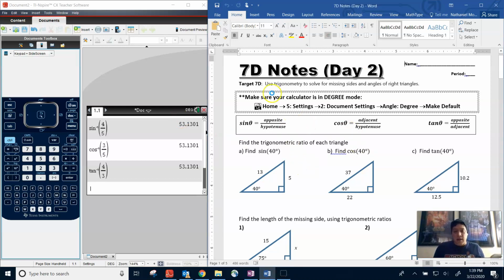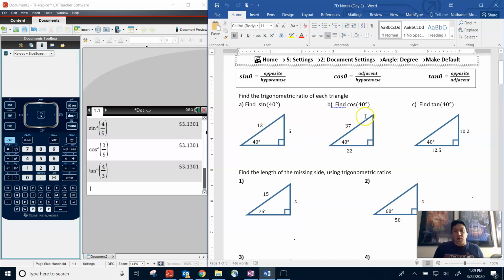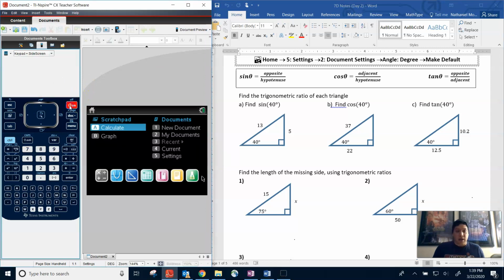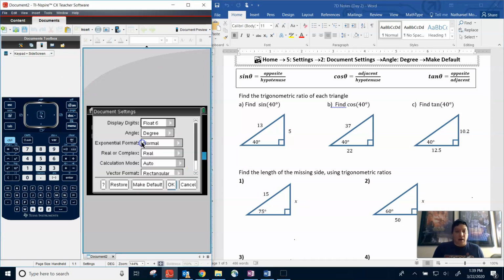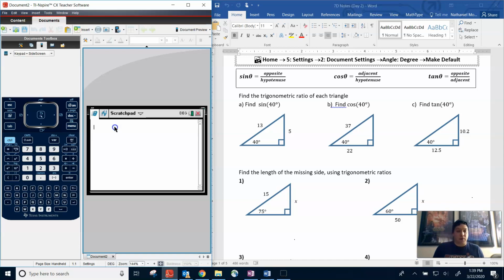So once again, if you have the 7D notes day 2, open it up and look here. Now I'm going to do some of these. The ones I don't do, I want you to try out and then compare them to the notes that are accompanying it with the answers, obviously. First things first, once again, you need to make sure that your calculator is under the settings of degree. If it's not in degree, it's not going to work for you. You'll get a different answer because of the different ratios.